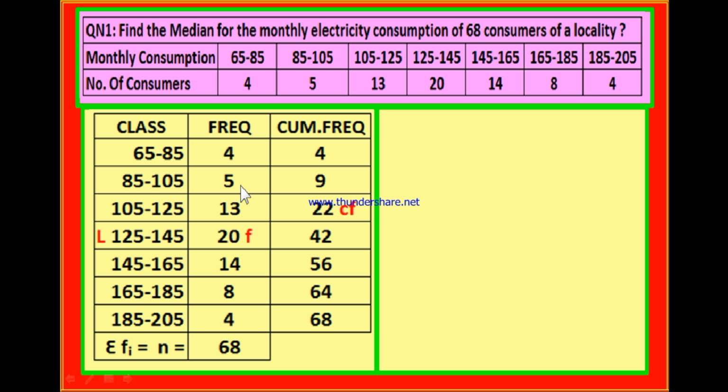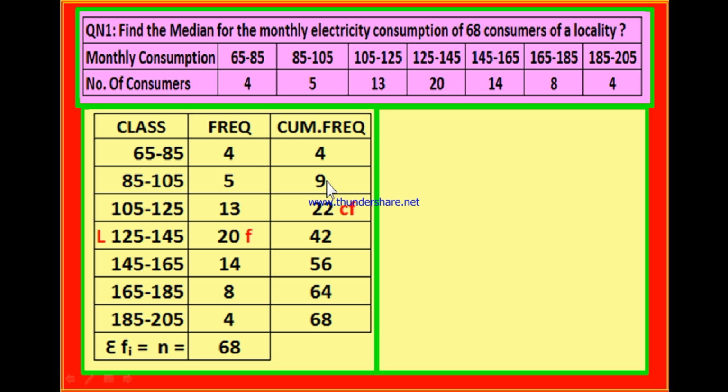The frequency of the first class itself is equal to the cumulative frequency. Whereas if you come to the second class, the frequency is 5 and its preceding class frequency is 4. Now we have to add these two: 4 plus 5 is equal to 9. This is the cumulative frequency of the 85 to 105 class. Understood? The cumulative frequency of any class is nothing but the sum of all the frequencies up to that class. Therefore, the cumulative frequency of 85 to 105 is 5 plus 4, 9. Similarly, the cumulative frequency of 105 to 125 is 13 plus 5 plus 4, the sum of all these frequencies. In other words, we already added these two and wrote it there.